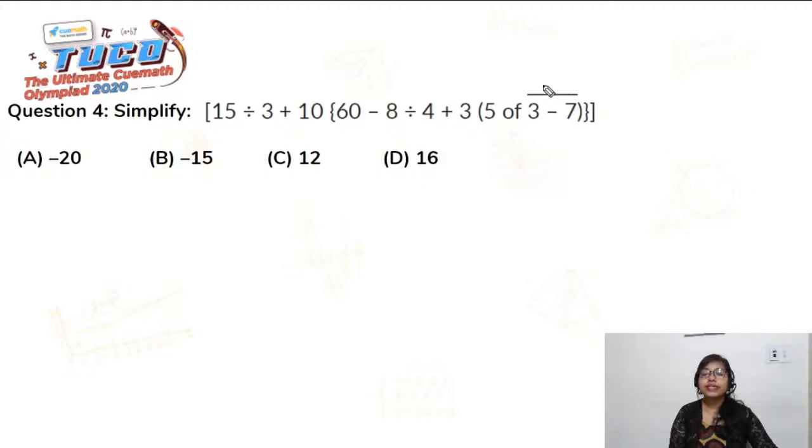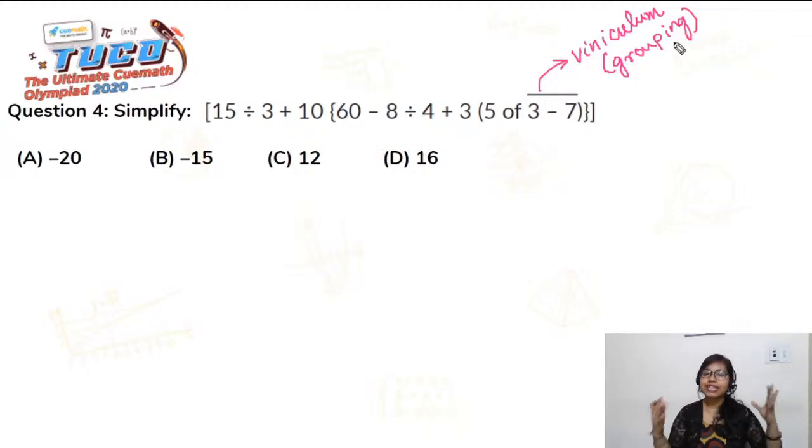Okay, so this is known as vinculum. This is known as vinculum. Vinculum basically means grouping. Whenever you have any horizontal line above any set of numbers, you can say that those numbers are grouped and you can perform the operation on that immediately. Alright, so let's quickly check here.